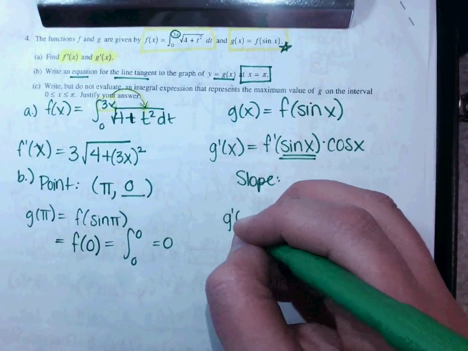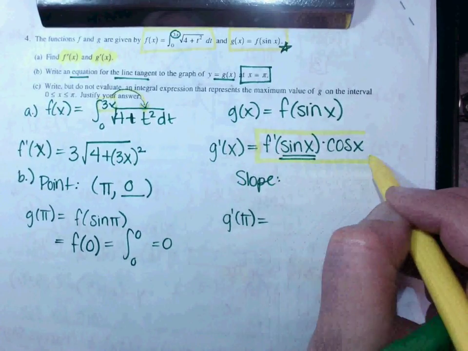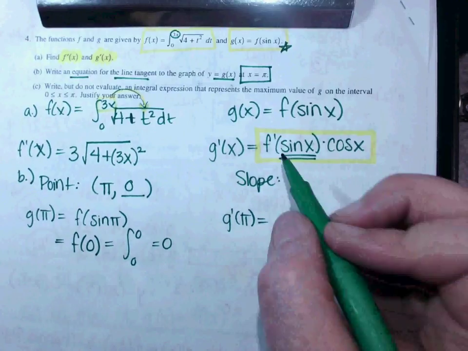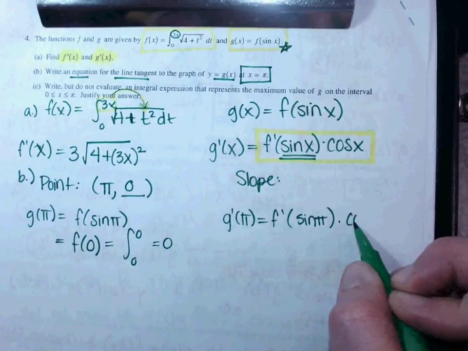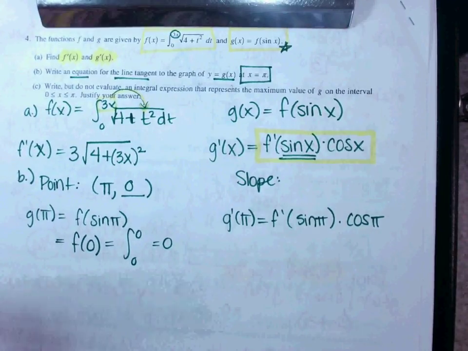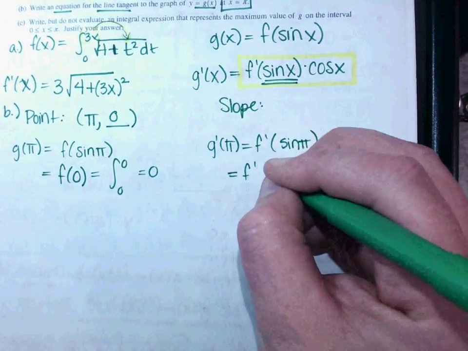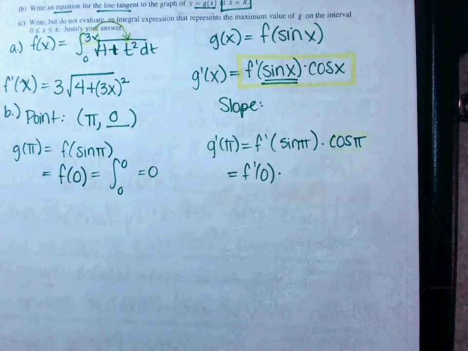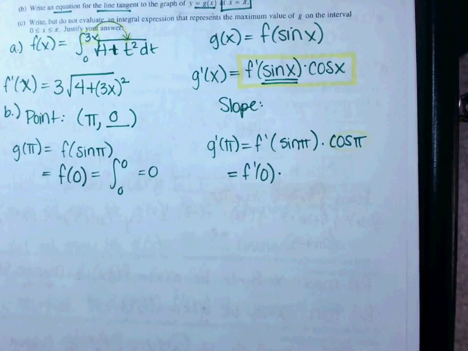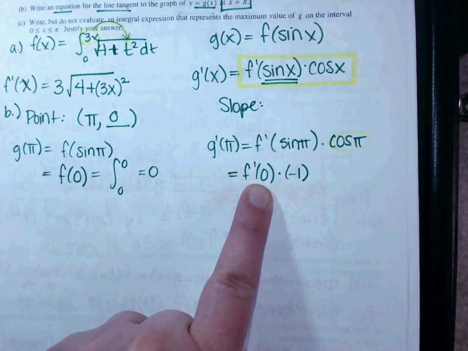Okay, so next I want my slope. That's going to be G prime of pi. Just like Justin said, we're plugging into this one now. Don't forget that cosine's back there. So f prime of sine of pi times cosine of pi. But remember, sine of pi is still 0. So I want f prime of 0. And then times, what is cosine of pi? Do we know that one? Instead of 1, what should it be if I'm at pi? -1. Now, how am I going to evaluate this? Am I going back to the one with the integral in it? Where's f prime?